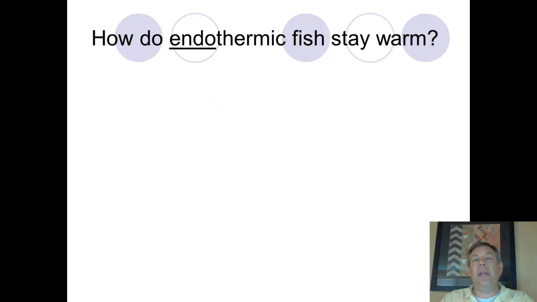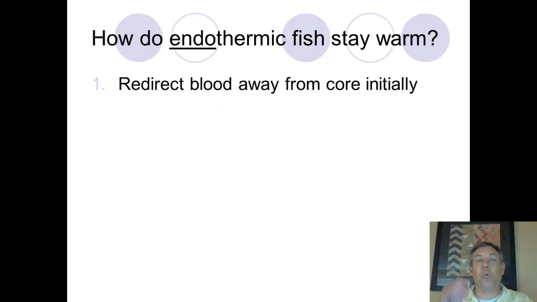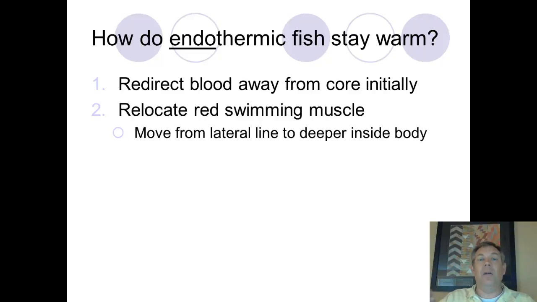But in the endothermic fish, some of the strategies they have are to redirect that blood away from the core initially. So instead of taking that cool blood and putting it right to the core of the body, they redirect it, and they also relocate that red swimming muscle. So the red swimming muscle goes to the core of the body. And so that red muscle that generates a lot of heat gets pushed further inside so it can warm the inner part of the fish, and also it can be somewhat insulated.